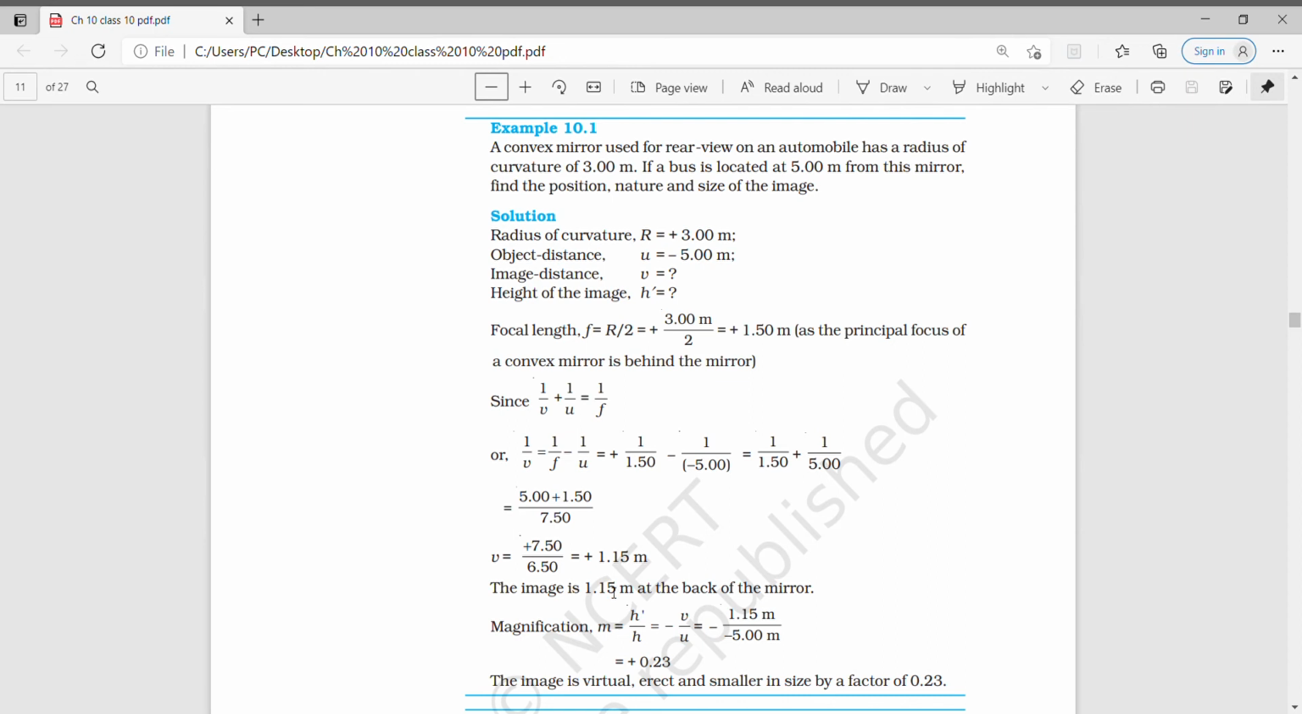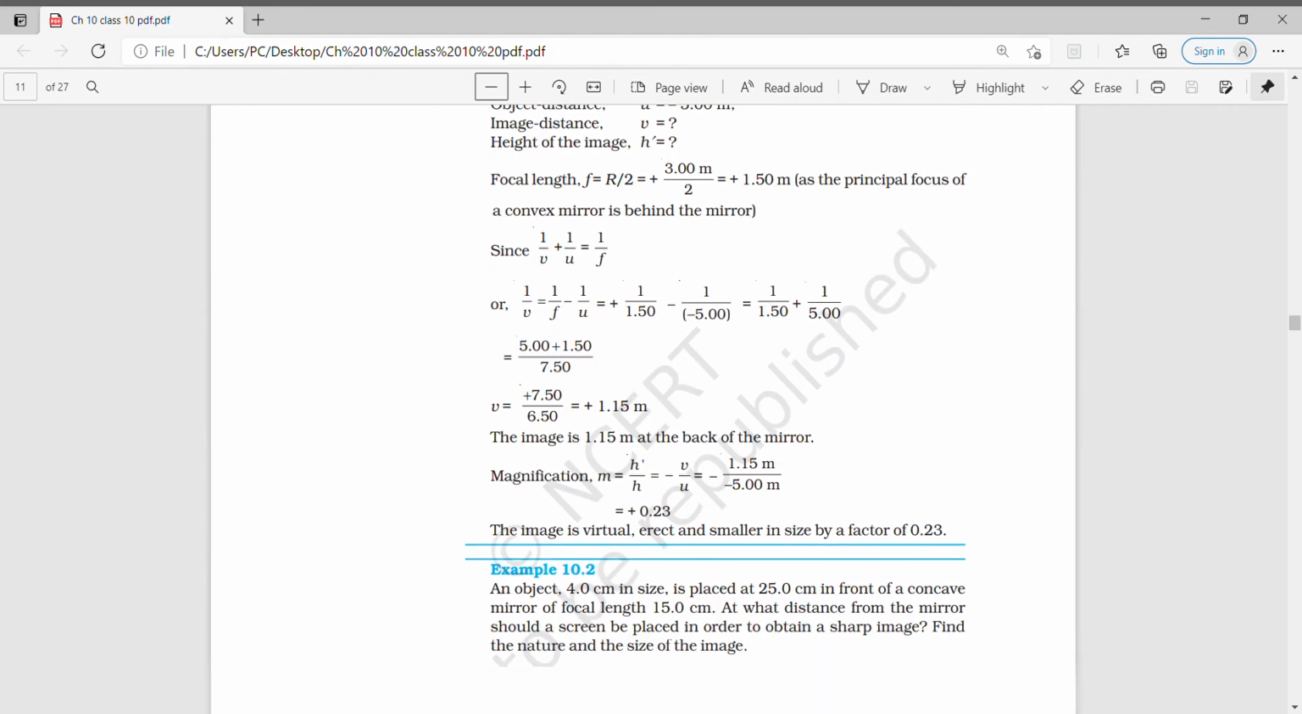And then for size, we are to calculate magnification. So the magnification formula is h dash upon h, which is equal to minus v upon u. So put the values and we get magnification equal to 0.23, and it is positive also. If you remember, we have done that if m is less than 1, then the image will be smaller in size. So the image is smaller, and since m is positive, the image will be virtual and erect. That's why it is written here that the image will be virtual, erect, and smaller in size by a factor of 0.23.